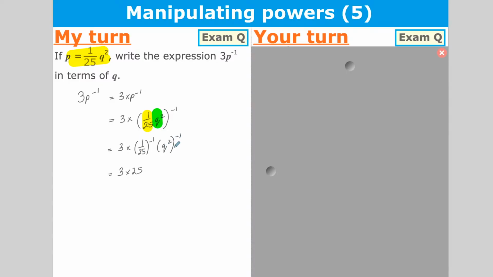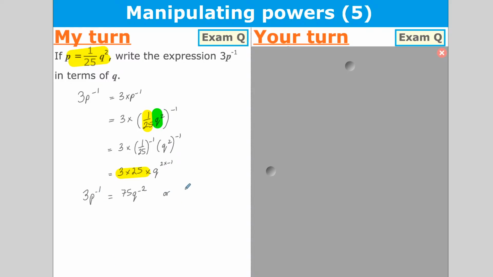And q squared to the negative 1, well, that's q to the 2 times negative 1, which is going to be q to the negative 2. So tidying these up, 3 multiplied by 25 is 75. So replace that. And we've got q to the 2 times negative 1, which is q to the negative 2. And therefore, that there is our answer.